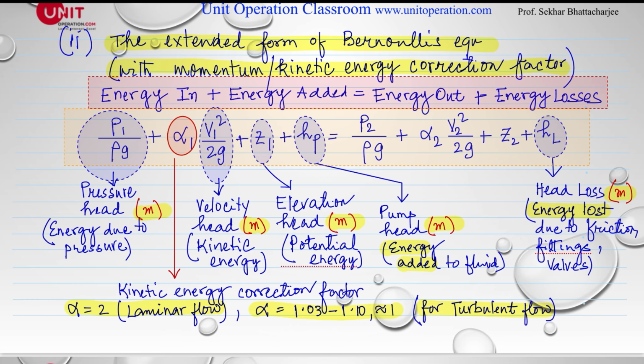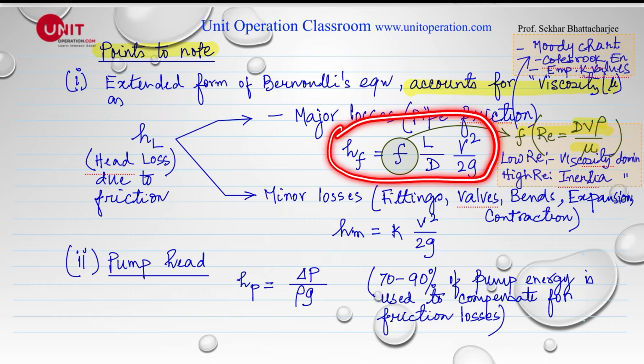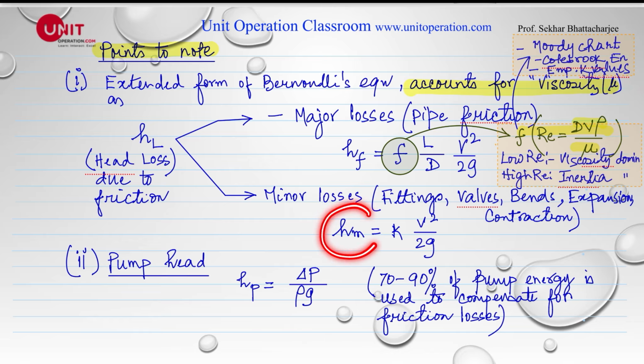Okay. Let's go slightly deeper into it. In the extended form of Bernoulli's equation, the head loss, HL, is due to friction. That means because of the viscosity. There can be two types of losses. One is a major loss, which is the pipe friction, and we all know this is given by this particular equation right here, HF. This HL is because of HF, the major loss, and HM is the minor loss. This is given by this equation. We use this quite a lot. This, of course, is the friction factor.